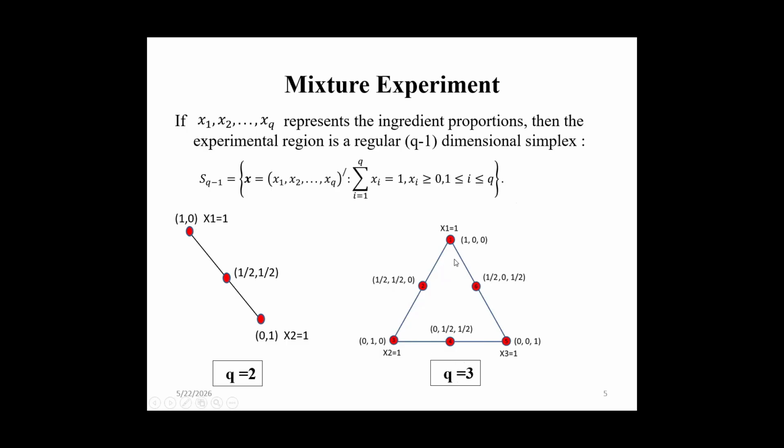So how do you actually understand these mixtures? If x1 is equal to 1, it means that x1 is 100% present and the other ingredients are not there. On the other hand, if x2 is equal to 1, it means that x2 is 100% present and the other ingredients are absent in the particular mixture. Half, half, 0 tells you that the first two components are present in 50% each and the third one is not present at all.